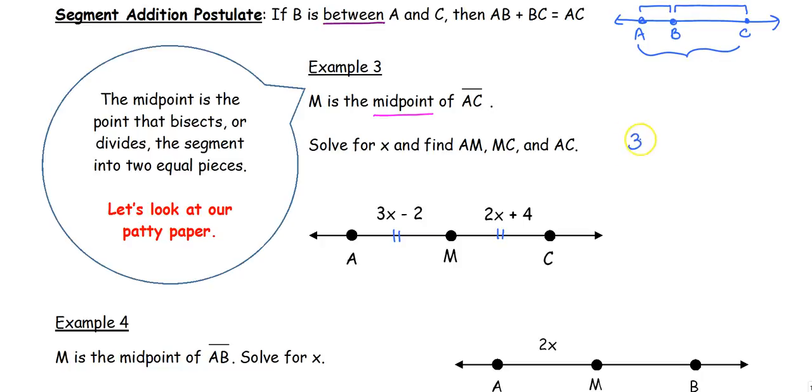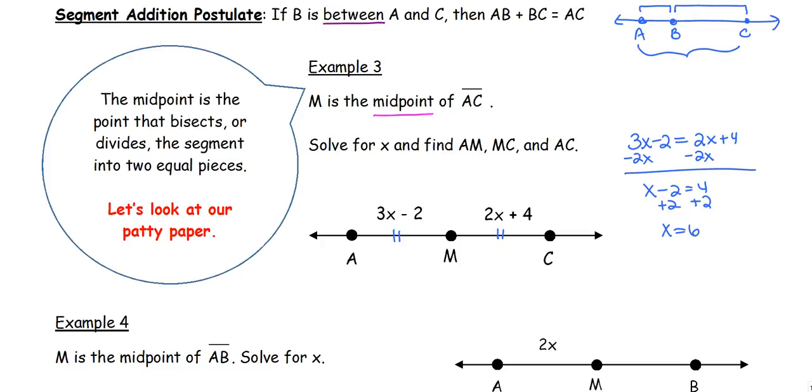So I know that 3x minus 2 is equal to 2x plus 4. Knowing that relationship, again, allows me to set up the equation. The fact that they're equal means that I put an equal sign between them. Now I'm going to go ahead and solve for x. I always move the smaller x to the other side to keep my x's positive. Then I'm going to isolate my x, so I'm going to add 2, and I find that x is equal to 6. But that's not what the question asked.